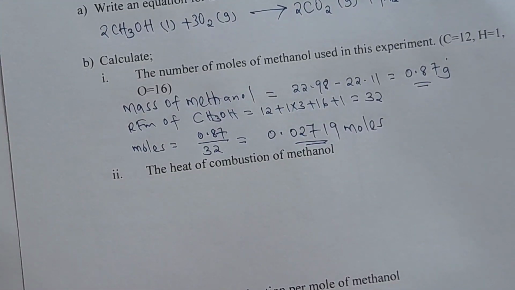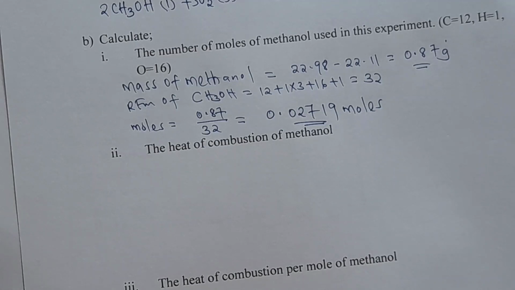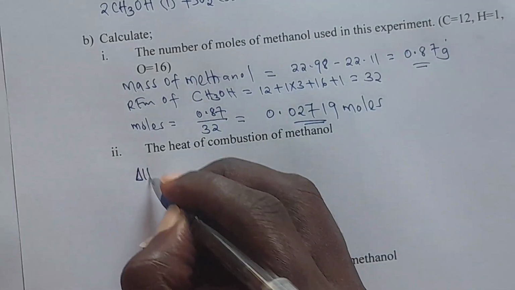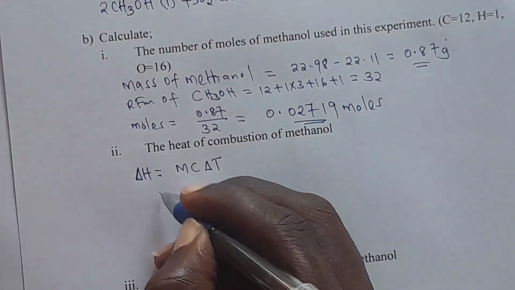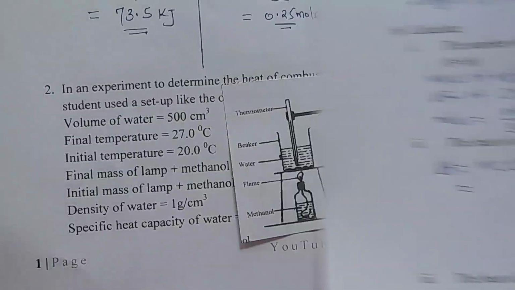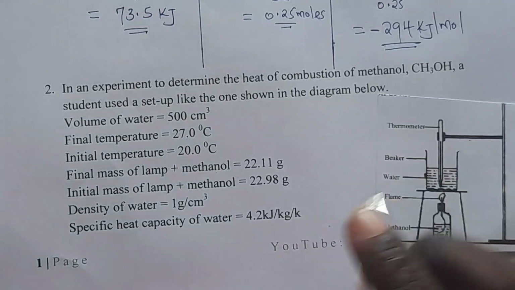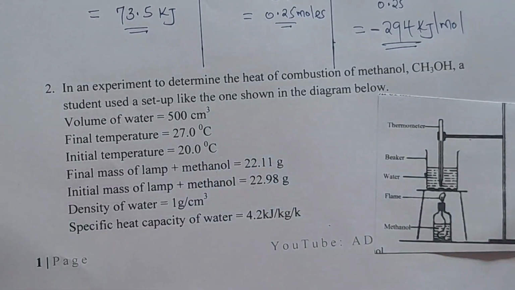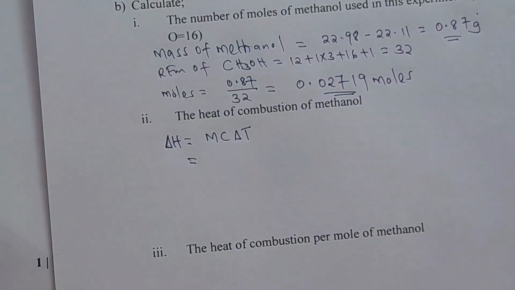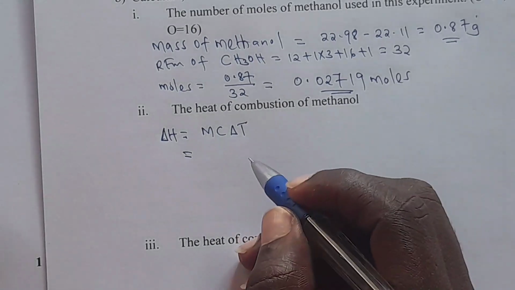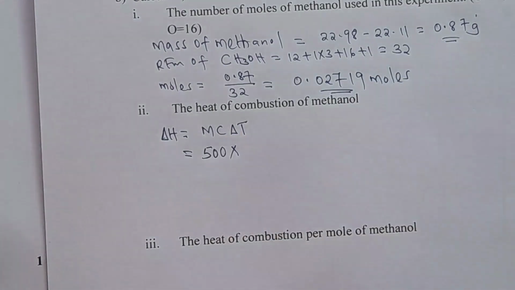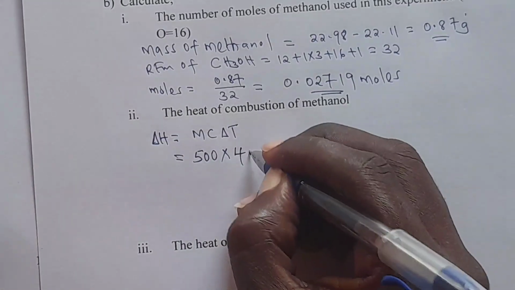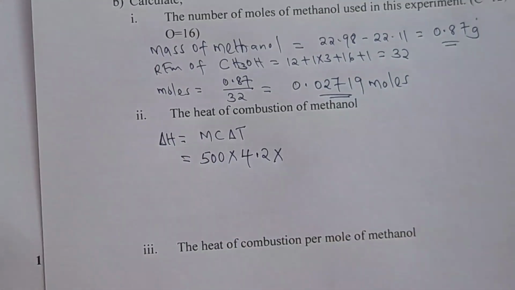Okay, the next question, we are told the heat of combustion of methanol. So for us to get heat of combustion of methanol, we are supposed to have our formula, enthalpy change is equal to mc delta T. So our m in our case is 500 because the volume of water given was 500. If we convert that into mass, it will be 500 centimeter cube times 1 gram per centimeter cube, which we are going to get 500 gram, times the specific heat capacity, which is 4.2, times the temperature change.